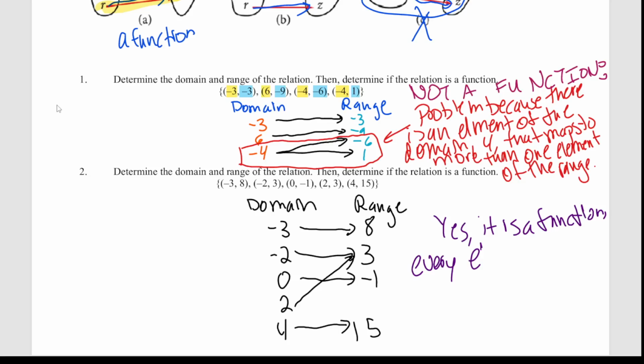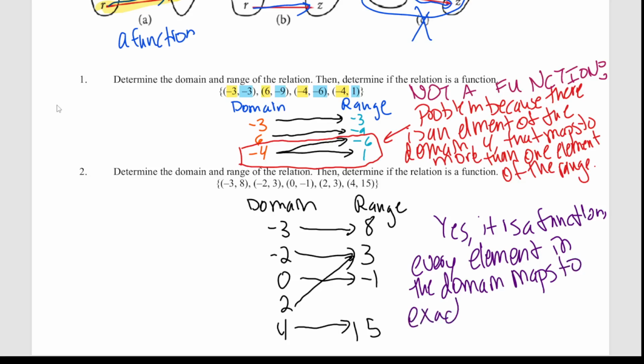Every element in the domain maps to exactly one element in the range.